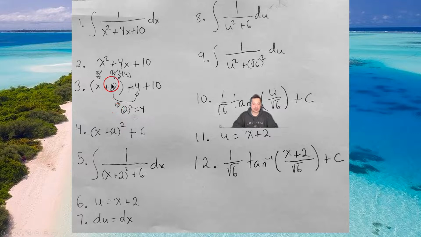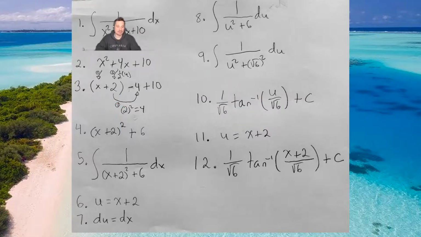Hello, in this one I'm going to show you how to find the antiderivative of 1 over x squared plus 4x plus 10 dx. So I'm going to first observe that in the bottom I have a trinomial, and what I want to do is complete the square so that I can use substitution, and also then apply the inverse tangent rule for integrals. So let's carry that out, okay?